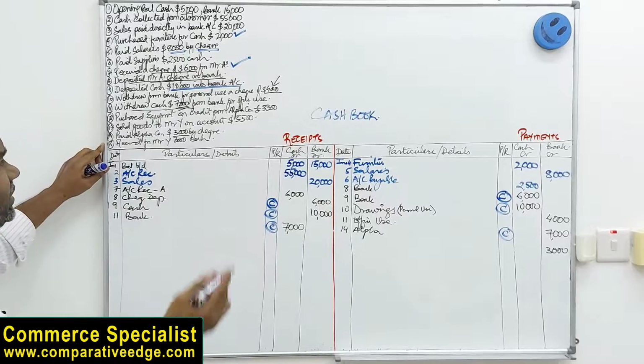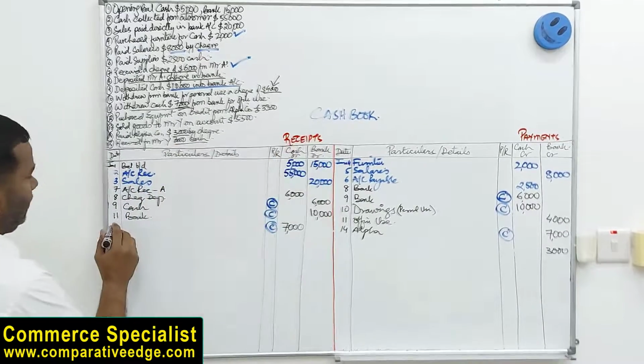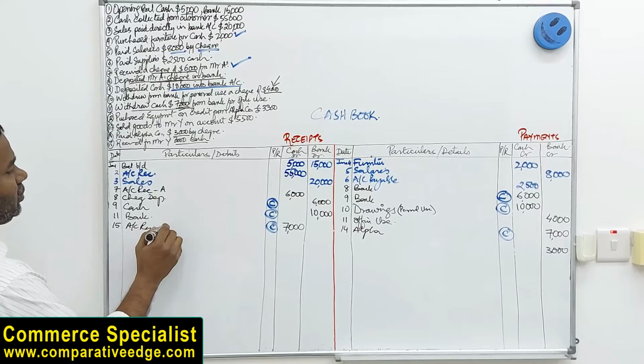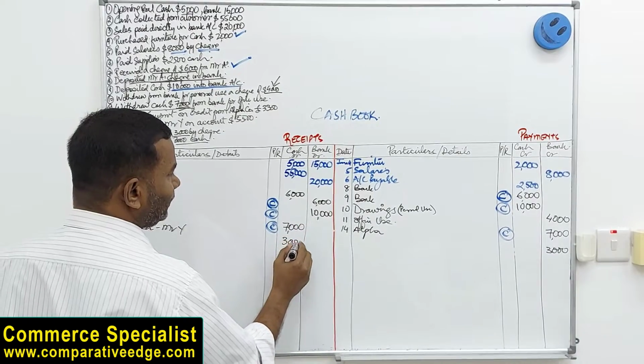And 15th, we received from Mr. Y cash. On the receipt side, write the date 15th. We are receiving from accounts receivable Mr. Y 3,000 cash, put it in the cash column.